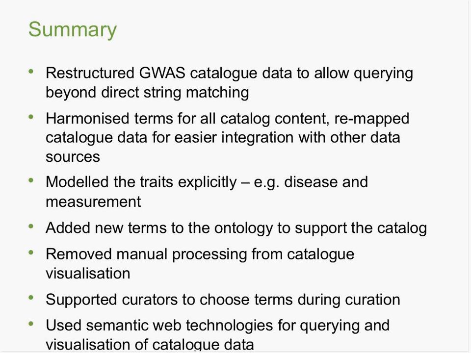So in summary, we've restructured the GWAS Catalog to allow querying. Before we were just doing direct string matching. Now we're doing tree queries. We are querying via synonyms, and we are doing hierarchical queries based on our mappings up to our terminology. This included going back and harmonizing all of the terms annotated for the entire catalog and remapping all of the catalog data to the terminology. This turned out to be necessary because the way things are done over time has changed. You don't do the same things back in the early 2000s that we're doing now.